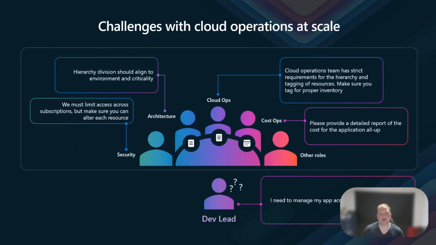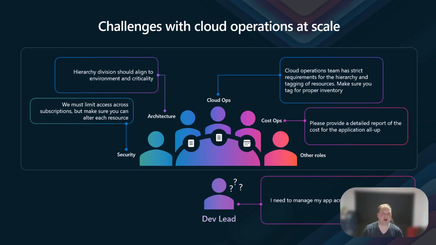Before we go into service groups, I just want to touch more on the problem it's trying to solve. So let's talk about a real world challenge that teams are facing when trying to operate in the cloud at scale. It doesn't matter if you're a small team or a global enterprise, the complexity skyrockets as soon as you have dozens or hundreds of cloud resources spread across different subscriptions, regions, and teams. So let's look at who's involved and what's on their minds.